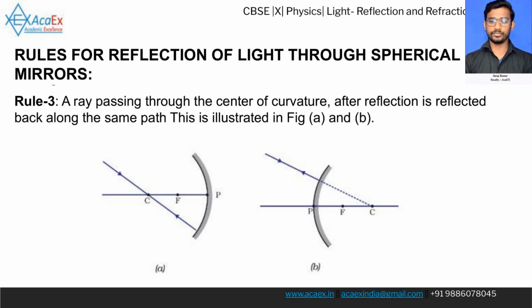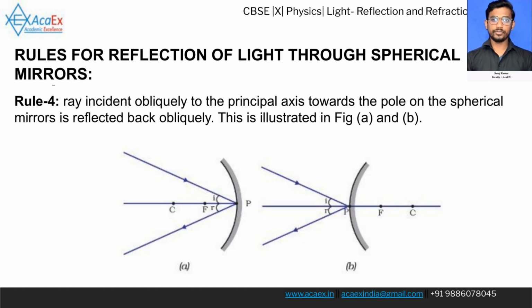Rule 3 for reflection from spherical mirrors. A ray passing through the center of curvature of a spherical mirror is reflected back along the same path after reflecting. Rule 4 for reflection from spherical mirrors. A ray incident obliquely to the principal axis towards the pole of a spherical mirror is reflected back obliquely, following the laws of reflection, where the angle of incidence equals the angle of reflection.